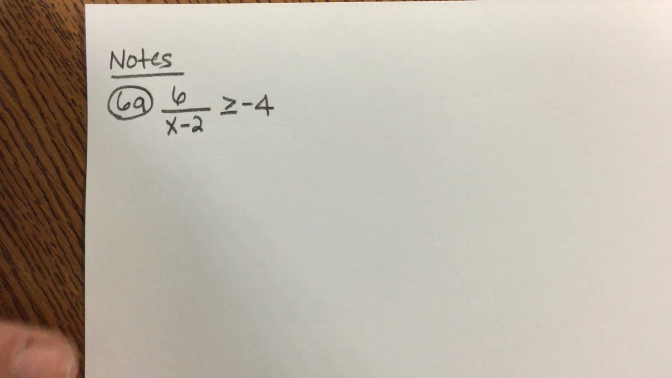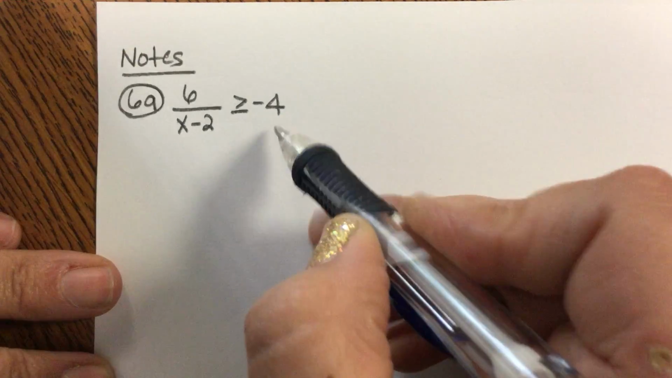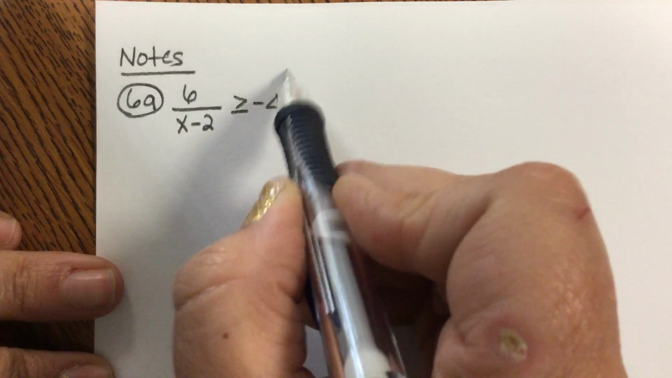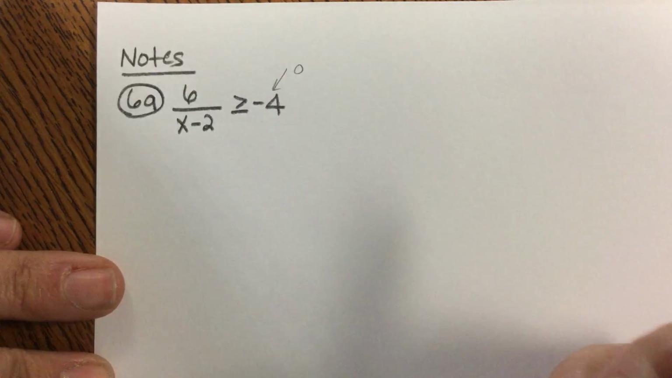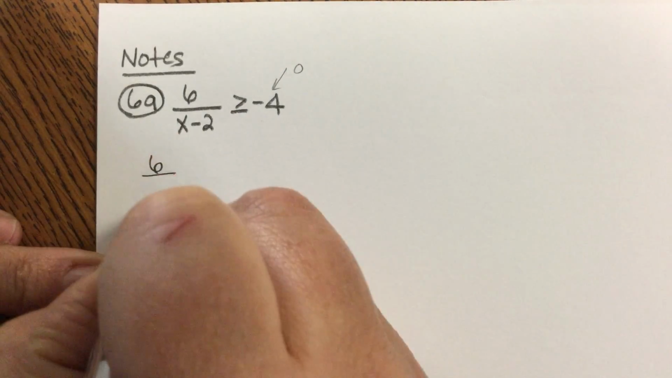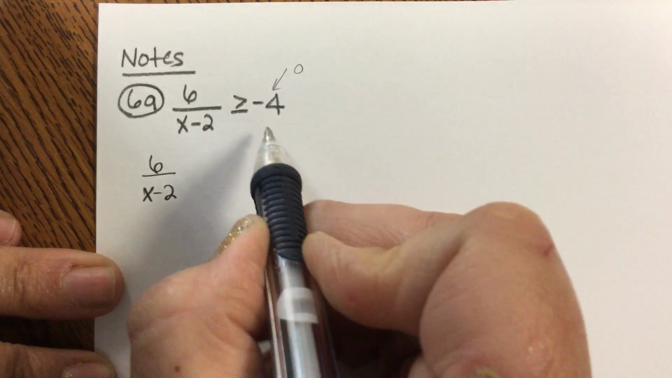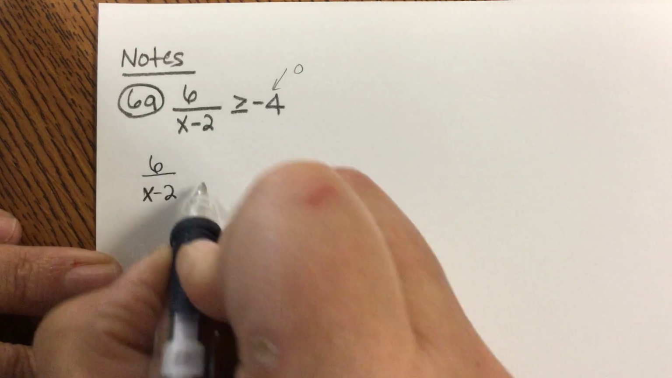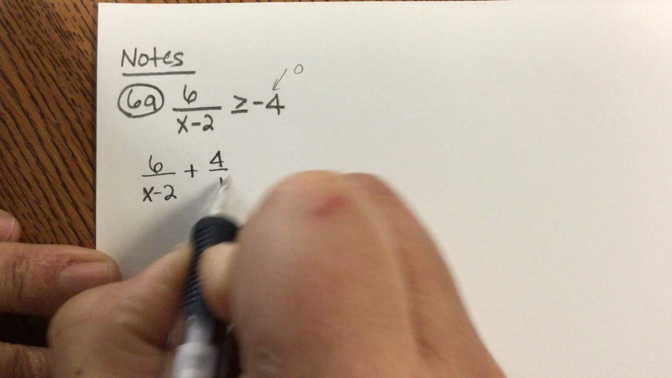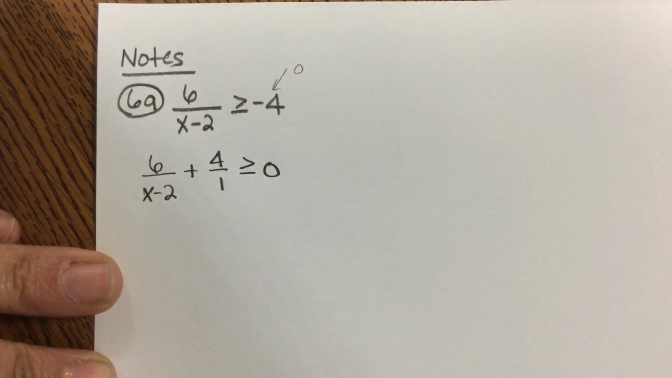Okay, let's do another example using this new method. So we're going to do 6a from our notes. Again, the first step is to get this side equal to 0. So we're going to have 6 over x minus 2, and we're going to add the 4 over 1, so plus 4 over 1 is greater than or equal to 0.